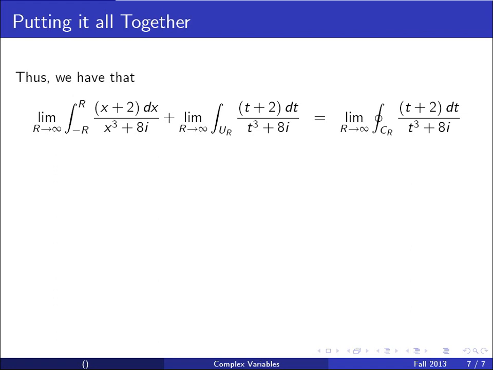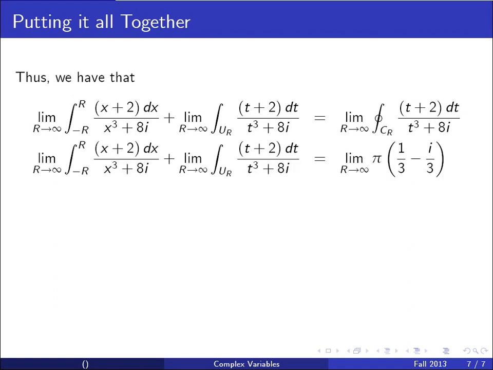And now we're going to take the limit as r goes to infinity of each of these three. And so we got the limit as r goes to infinity of the integral from negative r to r of (x plus 2) dx over (x cubed plus 8i), plus the limit as r goes to infinity of that integral over u sub r, and that has to be equal to the limit as r goes to infinity over c sub r, that closed curve. But our answer for c sub r is independent of r, because no matter what r is, we get pi times the third minus i over 3.